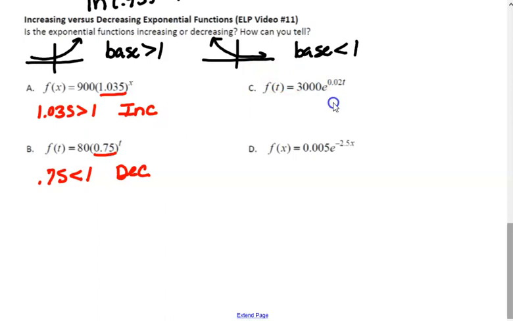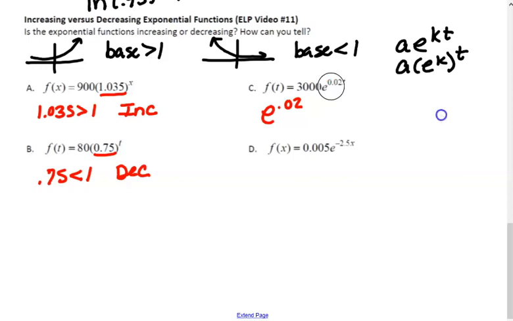Now what about E? Here's what I want you to remember: if I have something in the form A e to the kt, it can be written as A times e to the k, to the t power. So the e raised to the coefficient of that exponent is going to be your base. So here our base is going to be e to the 0.02 power.